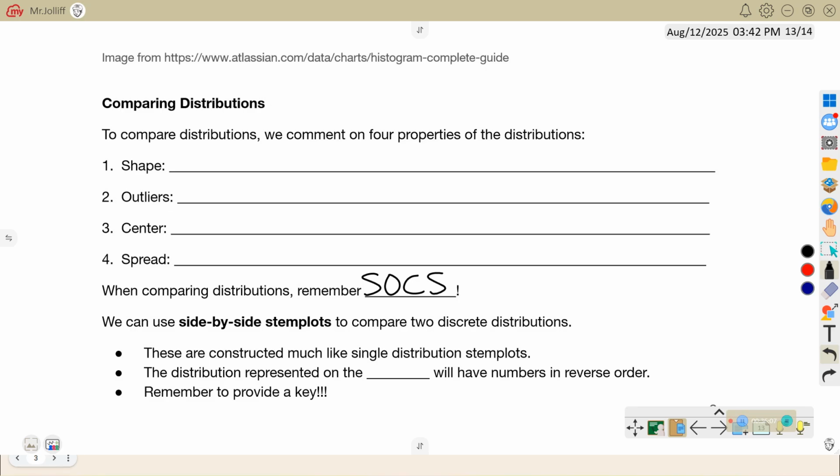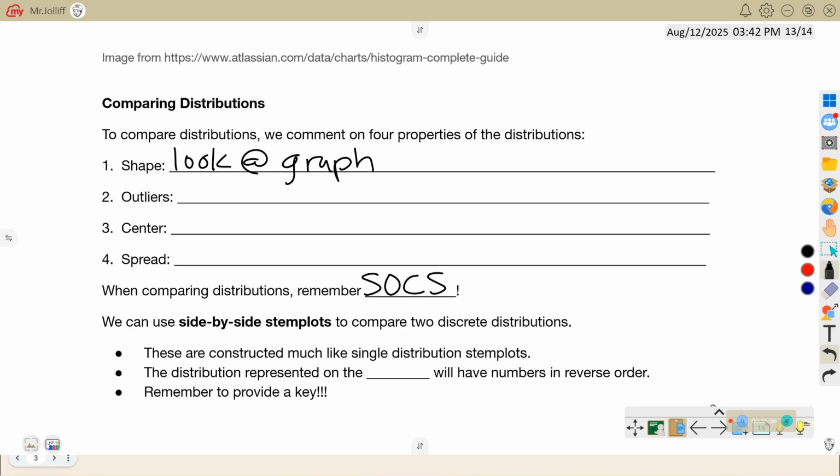We know how to do shape. We just talked about it. You make a graph, you describe the shape of the graph. How many peaks? Is it symmetric or skewed? Yeah? The next 3, we're going to fine tune over the next couple weeks, but I want us to have an idea of how they work.